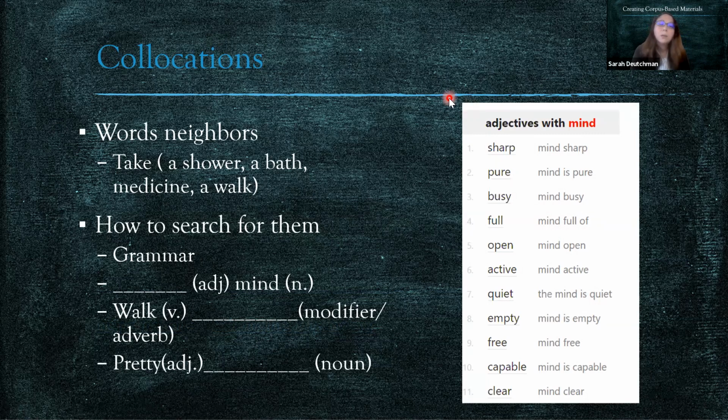Okay. So I can upload my slides, whatever works. Okay, I can use clear. All right, so instead of refresh my mind, it should be clear my mind, and students can look at adjectives with mind, just because that's how it works, and they would be able to see it's not refresh, it's clear. Right, you can also use walk, modifier plus adverb. So you know where to search. Pretty would be an adjective plus a noun. So you would have them look at the nouns with thought. Okay.